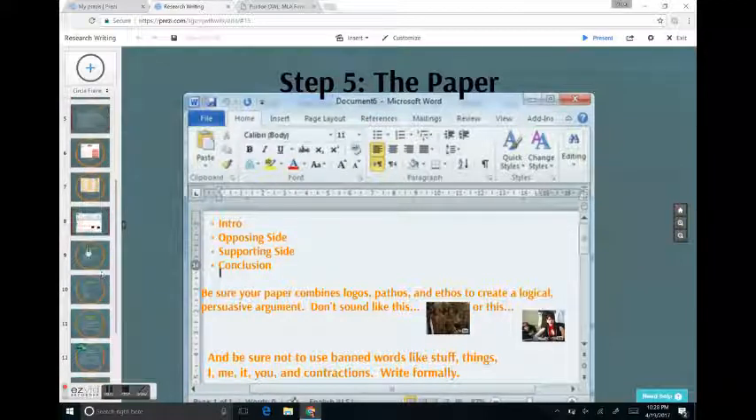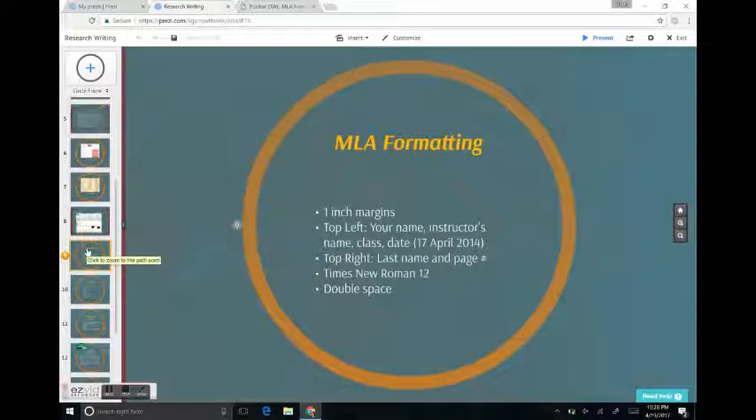Okay, so then about the formatting, you can see this looks very familiar. 1-inch margins. In the top left, your name, my name, class, date. And in the top right, last name, page number, everything Times New Roman 12, and everything double spaced. You do not do a cover page. MLA doesn't use cover pages. So just do the normal formatting like you're used to doing.